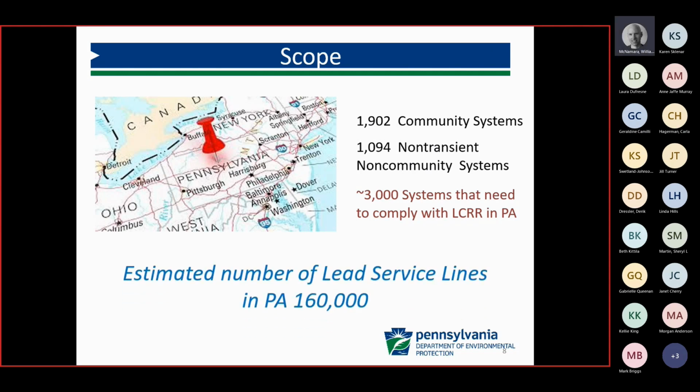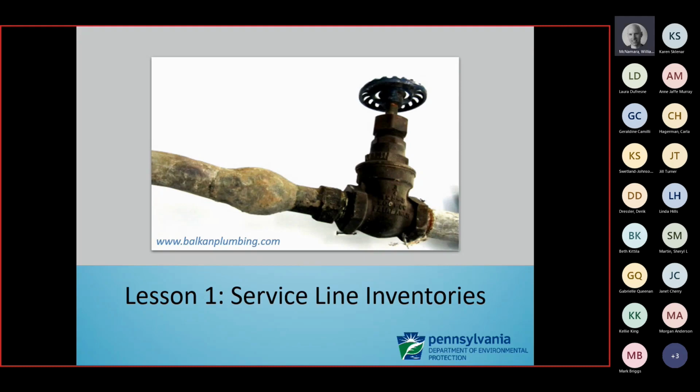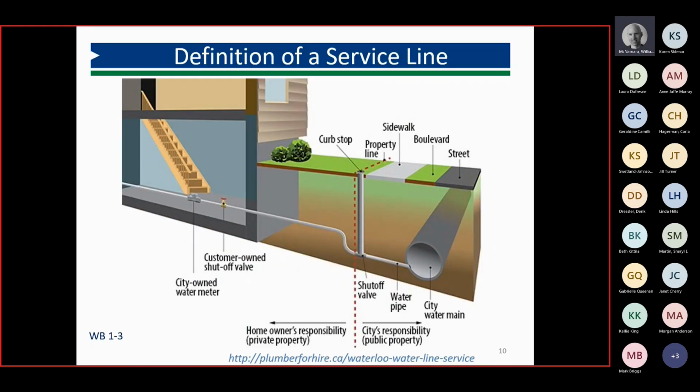Now, it's estimated that there's 160,000 lead service lines in the state of Pennsylvania, but we do think that that's quite a bit of an underestimate. It's based on existing information, which we know a lot of that has holes, missing pieces. We know maybe what's on the water system side, but there's a lot of unknowns on the customer side. So we do think that once water systems start looking, this number is actually probably going to go up by quite a bit.